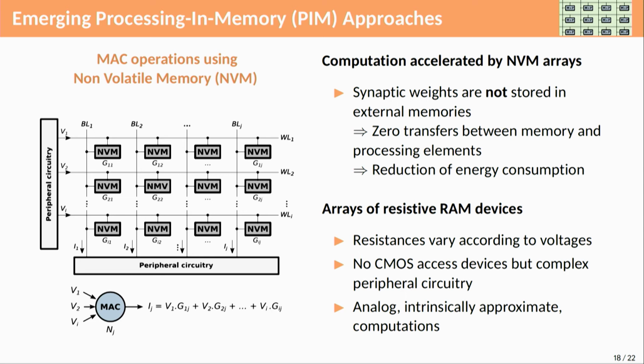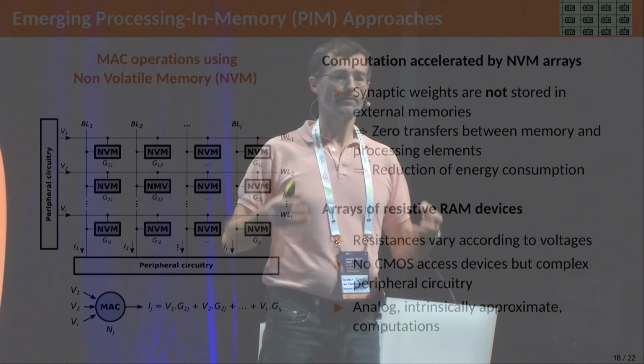And so, if you are able to choose the right value for this transconductance, then you will have the current here that will be the sum of the product of the voltage here and the transconductance here. And so if you look at this equation, that is the result of what's going on here. In fact, it looks exactly like a vector-vector multiplication, which is exactly what a neural network needs. So here, the synaptic weights are not stored in outside memory, but very much at the point where the memory is. So it has the potential of having a huge reduction in energy consumption.